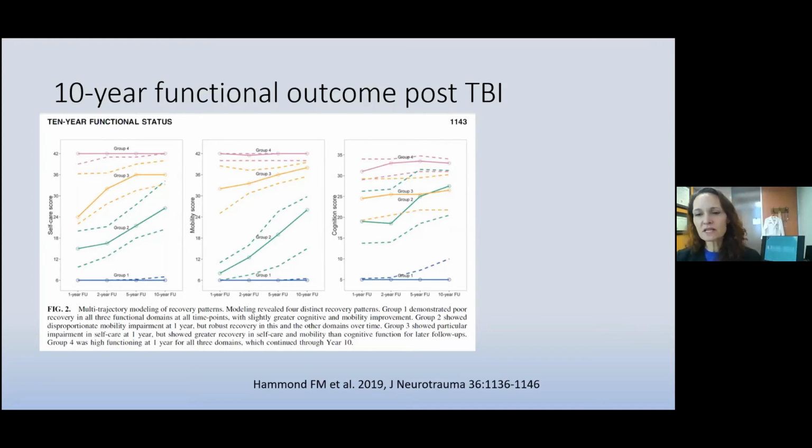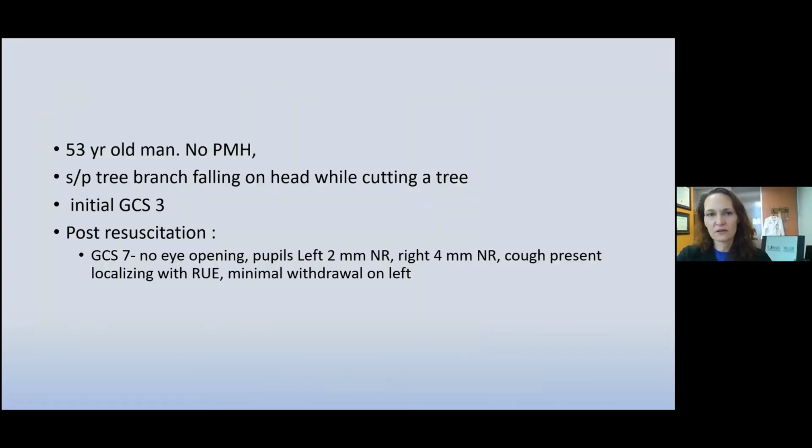And that's important for us to consider, right? How somebody looks at 3 months may not be representative at all of how they're going to look down the line.